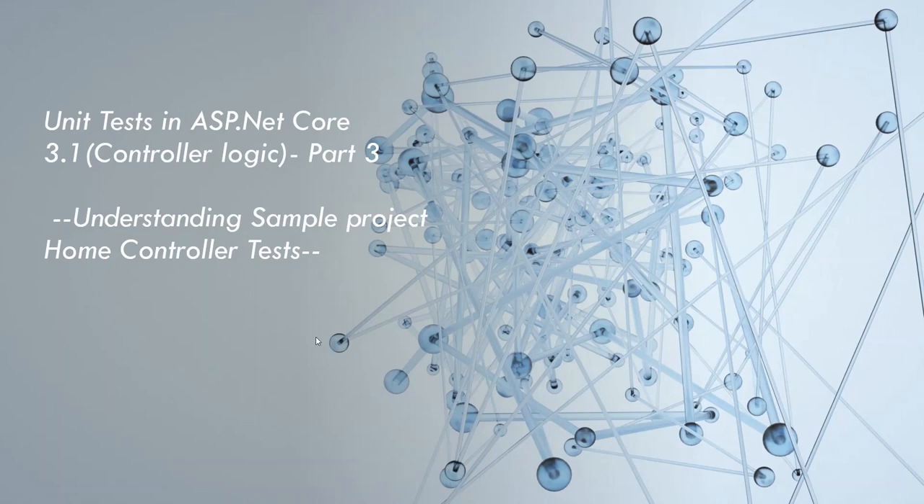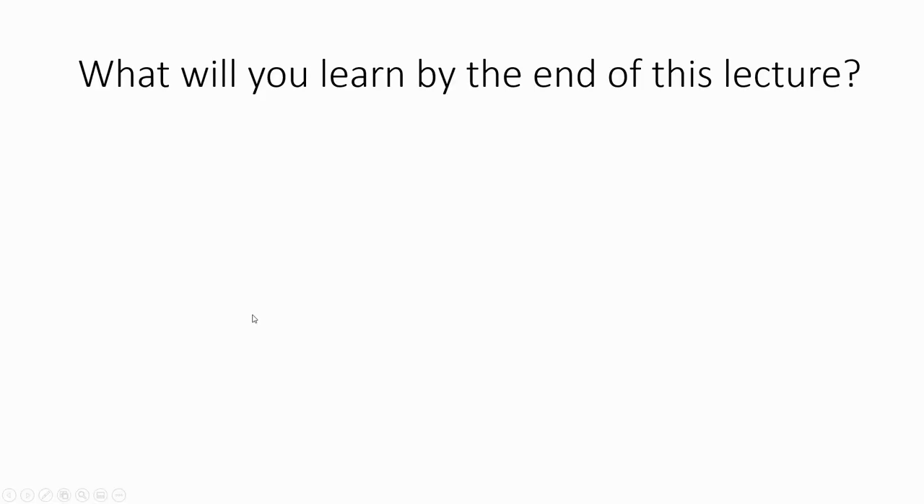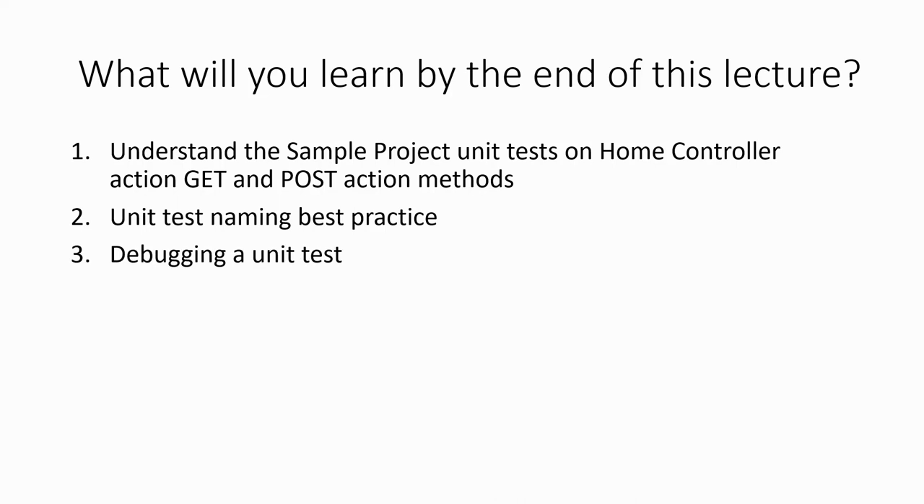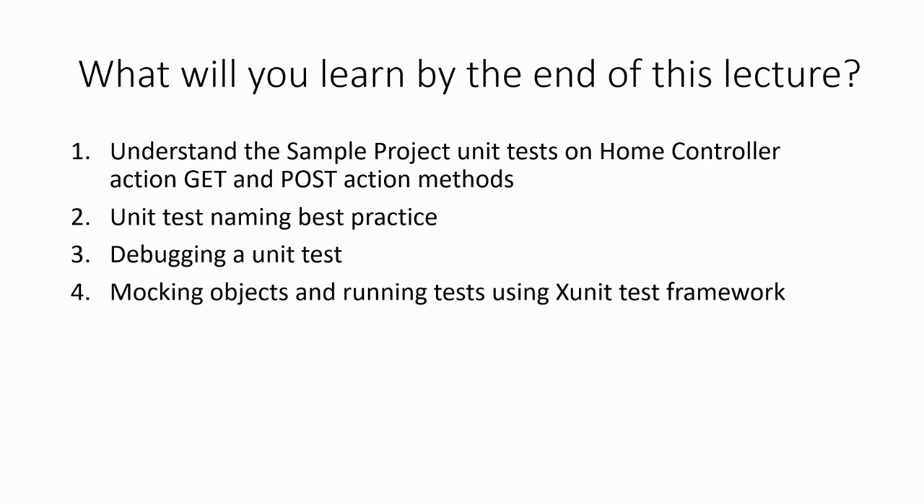So in this lecture, we'll be taking the home controller tests in our sample project that I have shown how to download and install in our Visual Studio 2019. Now we'll understand the sample project unit tests on home controller action, get and post action methods, and we'll see some of the best practice for unit test naming convention, and we'll be debugging unit tests. And also we'll be mocking objects and running tests using the XUnit test framework for this present sample project. So please stay tuned.